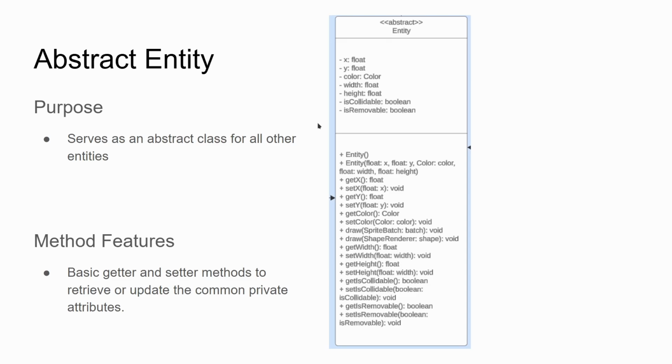Okay, the abstract entity class. This class basically serves as an abstract class for all other entities and has common attributes that all entities have. For example, the XY axis, width, height, and the Boolean attributes on whether the entity is collidable or removable. The class also has the basic getter and setter functions for all other classes to call.